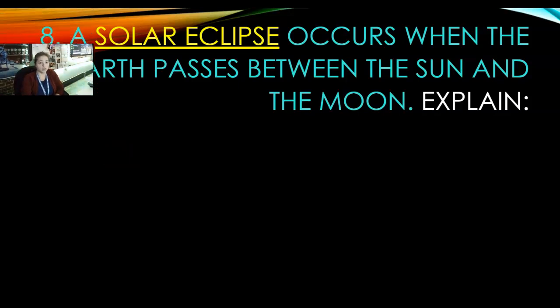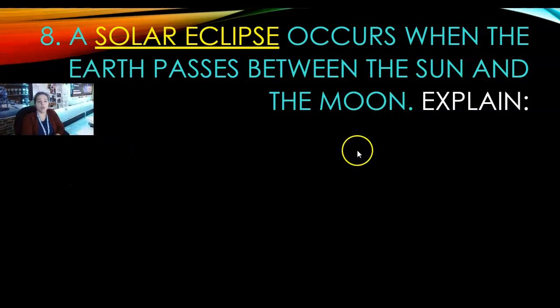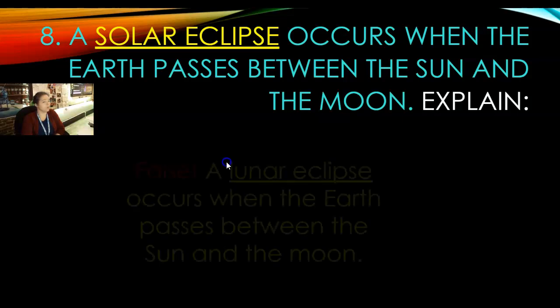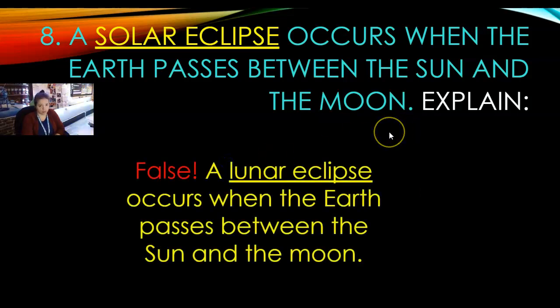All right, a solar eclipse occurs when the Earth passes between the sun and the moon. True or false? This is a false. This is a lunar eclipse. If it was the moon between the sun and the Earth, yes, but it is not. A lunar eclipse happens when the Earth passes between the sun and the moon.